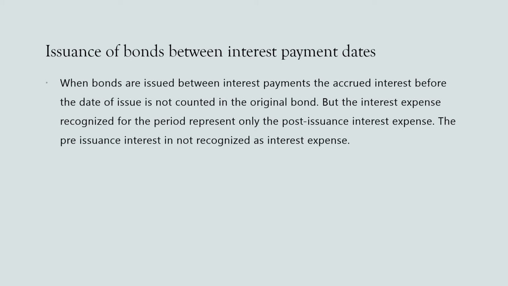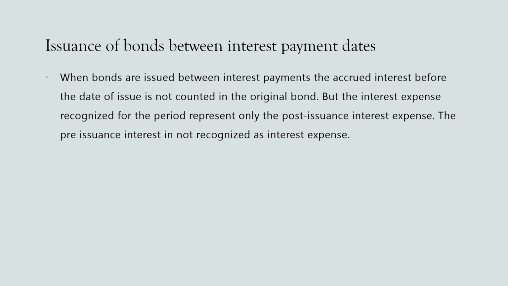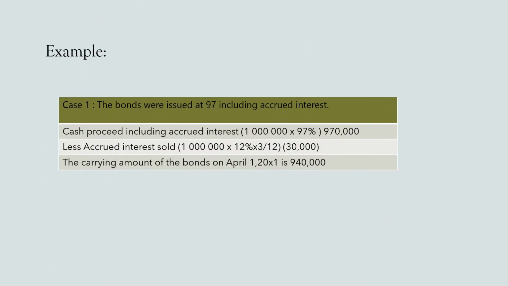Example, in this illustration, on April 1, 20x1, MJ.co issued 12% 1 million pesos bonds dated January 1, 20x1. Case 1. The bonds were issued at 97 including accrued interest. Cash proceeds including accrued interest: 1 million times 97% equals 970,000. Less accrued interest sold, computed as 1 million times 12% times 3 over 12, which is 30,000. The carrying amount of the bonds on April 1, 20x1 is 940,000.